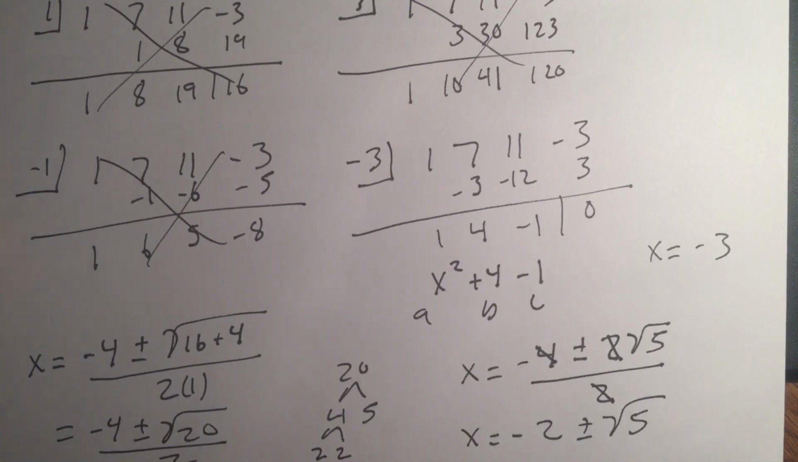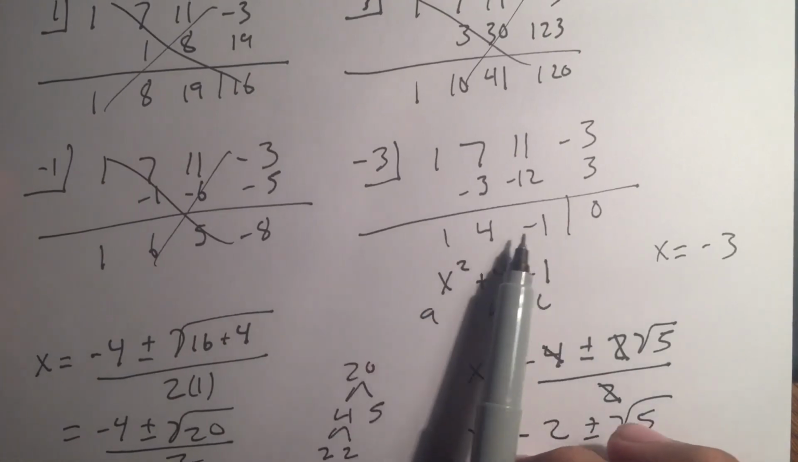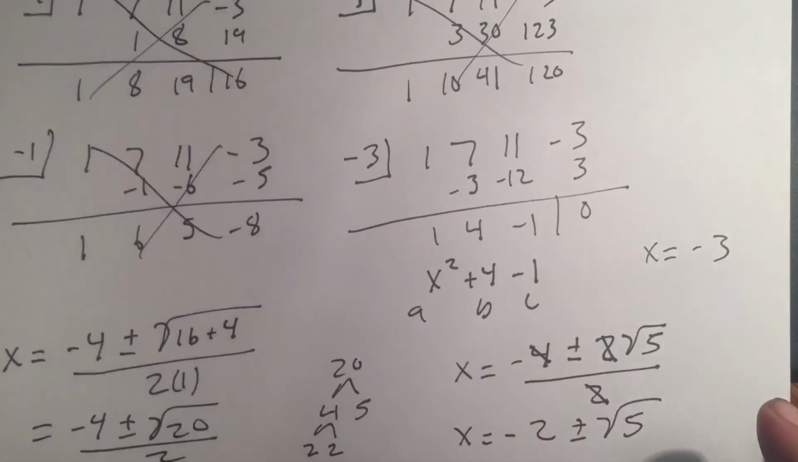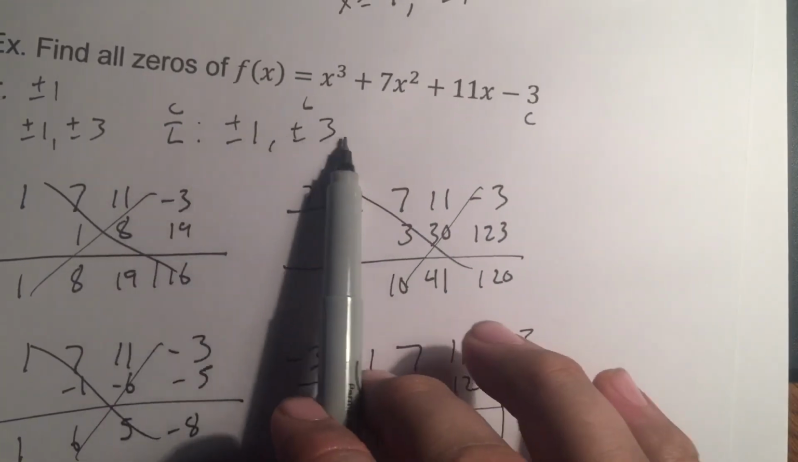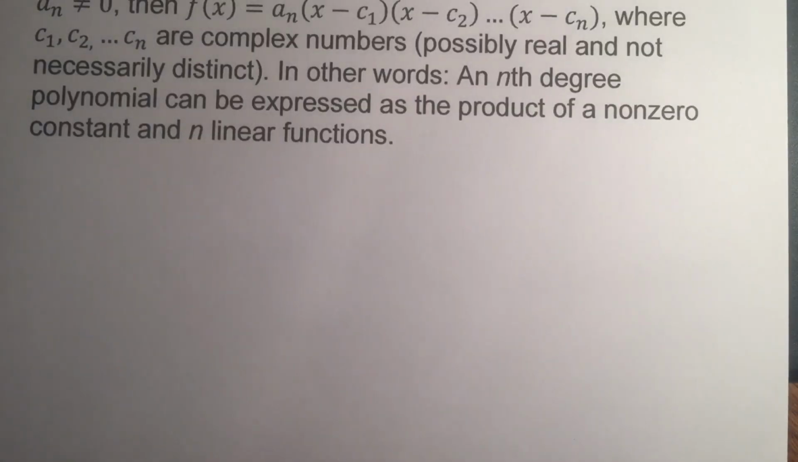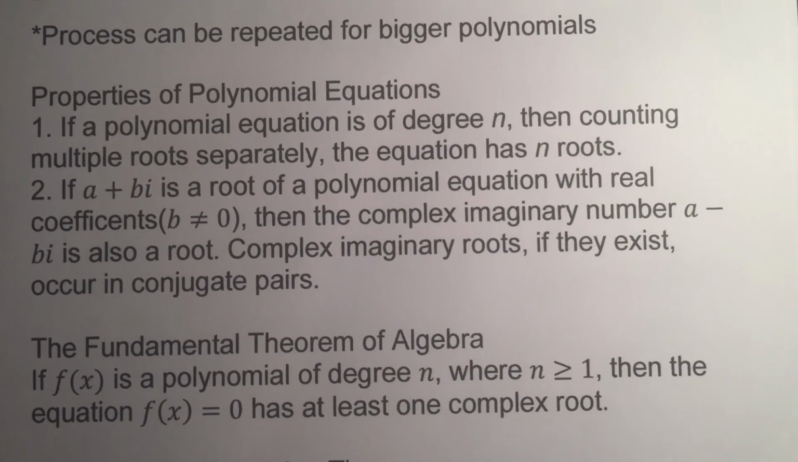Now, if we have bigger polynomials, like I've said before, we can continue this process so that you can keep breaking it down further. You would just try more of what's possible. So that's what I'm saying here, we can repeat it for bigger polynomials.